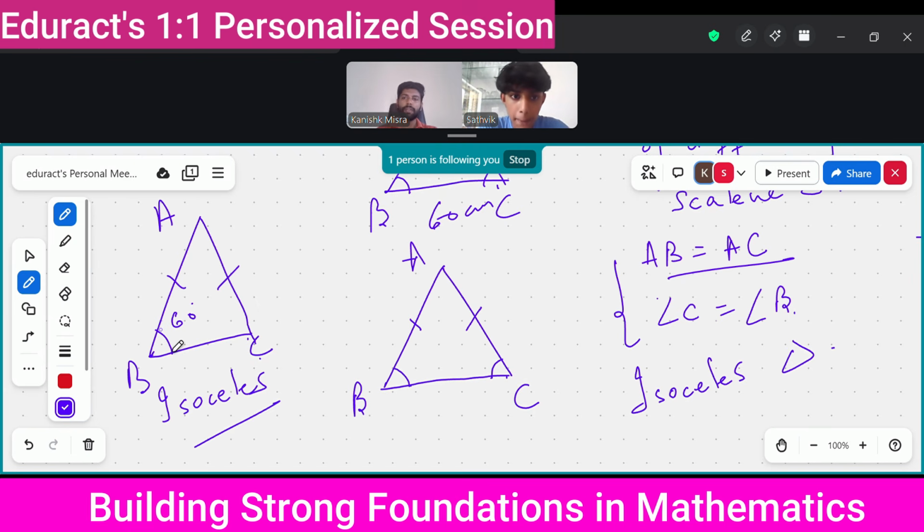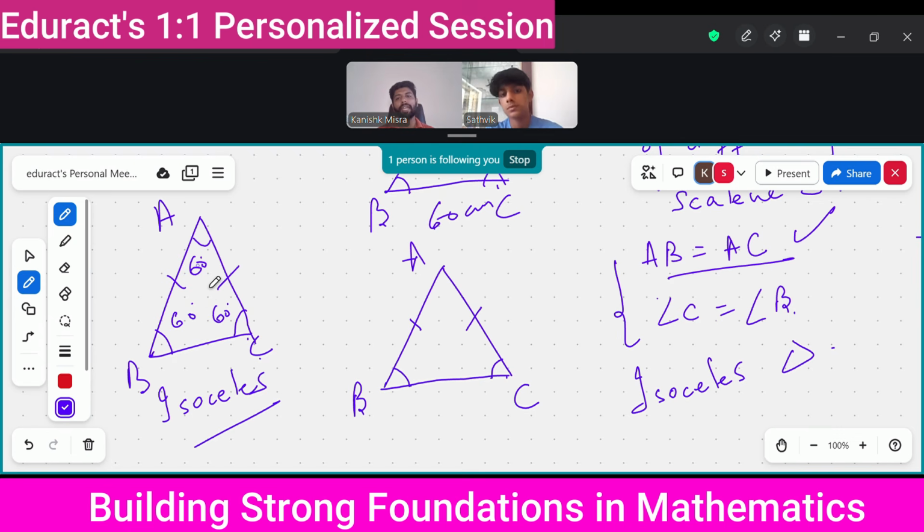Okay. I have told you one more property. If the sides are equal, then angles are also equal. So if angle B and angle C are equal, this would also become 60 degree. If these are the angles that we know, what would be the measure of angle A? 60. 60 by angle sum property.